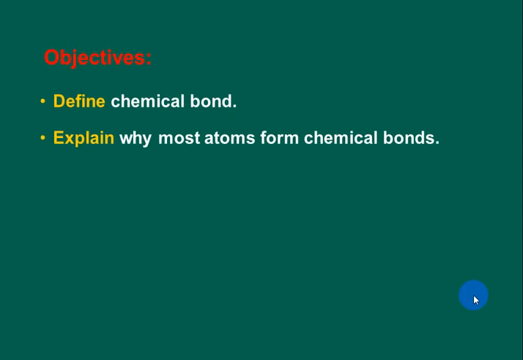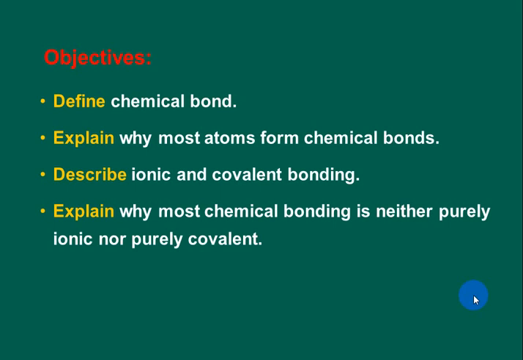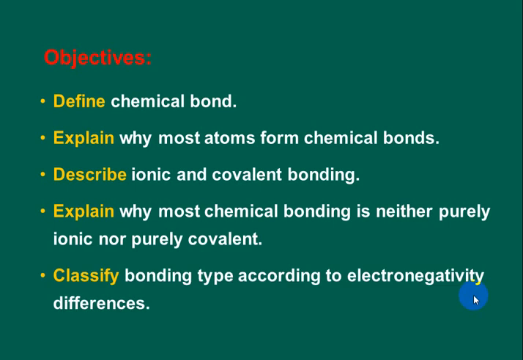Explain why most atoms form chemical bonds. Describe ionic and covalent bonding and differentiate between them. Explain why most chemical bonding is neither purely ionic nor purely covalent. And finally, classify bonding type according to the electronegativity differences. Let's dive in.